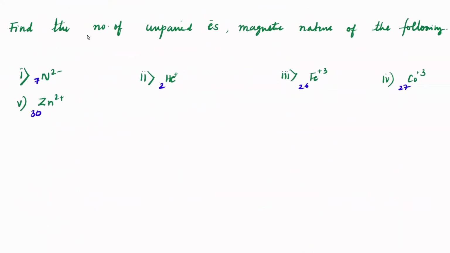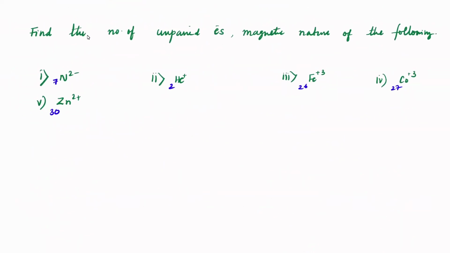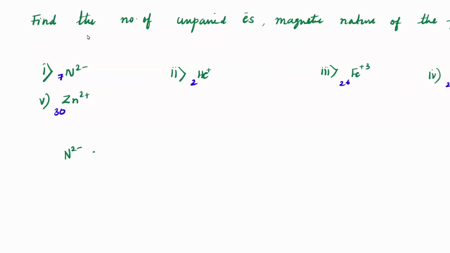Now, coming to the next part, whenever we have elements, we should know how many unpaired electrons they are carrying in their neutral form, in their cationic form, and in their anionic form. For instance, if N2 minus is given to you, first, what do you mean by 2 minus here? When it is given as N2 minus, it means originally the configuration of nitrogen is 1s2, 2s2, and 2p3. But now I'm adding another 2 electrons to it.